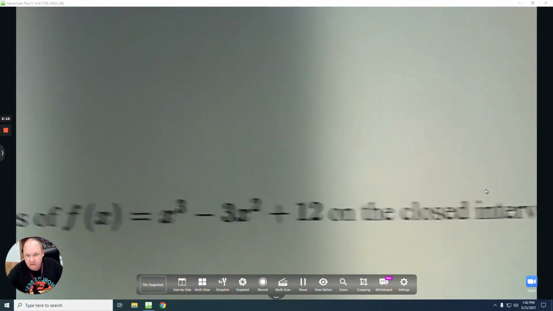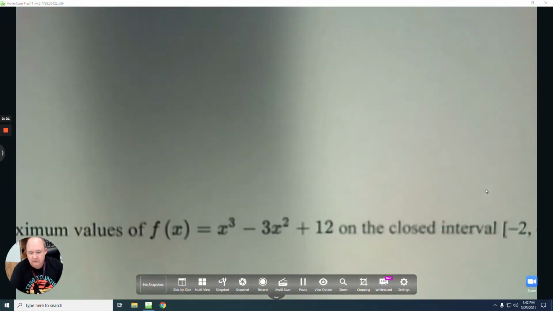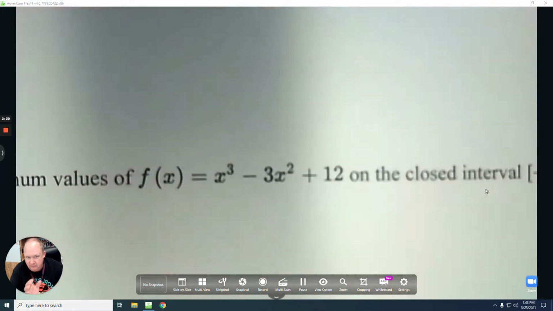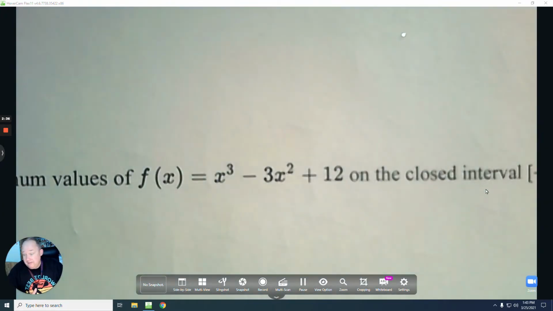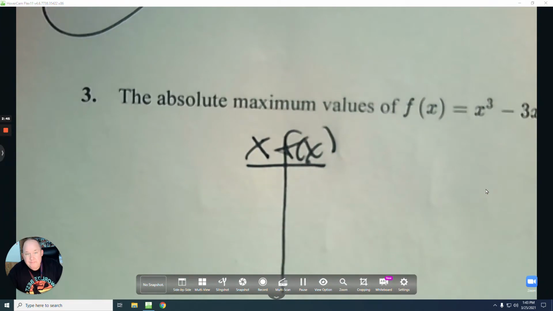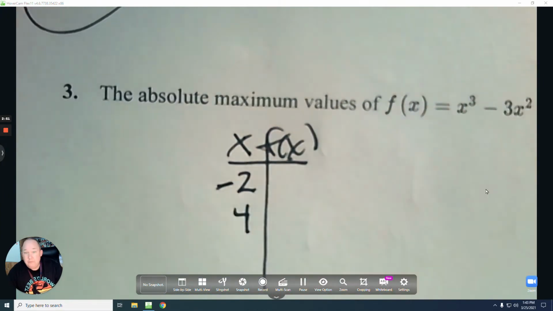Number 3, the absolute maximum of that function, x cubed subtract 3x squared plus 12 on this closed interval, occurs when x equals what value? So to understand this, if I want to find the absolute maximum, I'm going to start with the table of values. And we're going to start with the ends of the interval. So -2 and +4. Those are the ends.